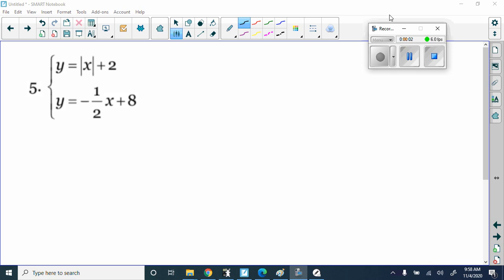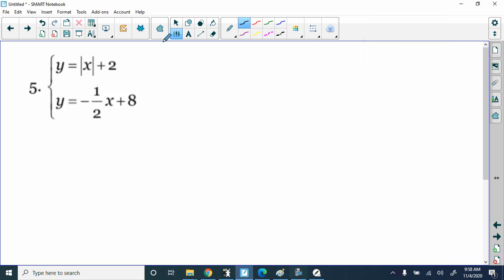This is question number 5, problem set 6. Solving a system of equations. It's got an absolute value function in it, and it has a line. So we are going to start by substituting. Plug that in for y.